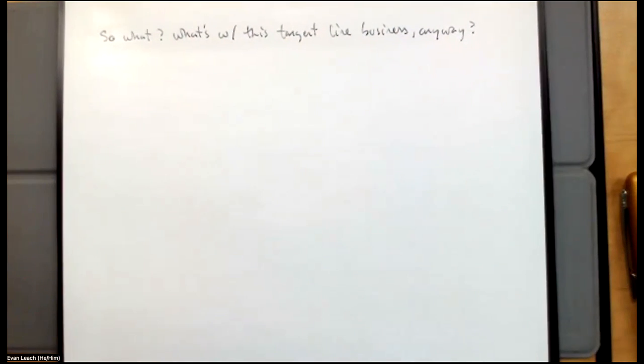So that raises an important question. Why do we care about this tangent line business? Who cares about this tangent line business? We have a function. Why do we care about where it's headed?